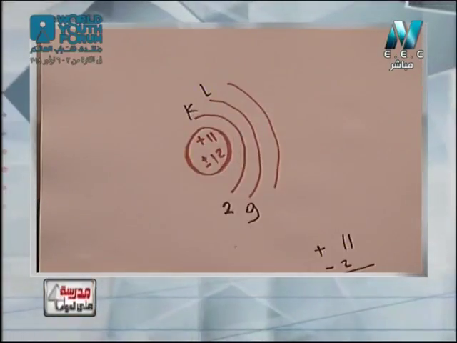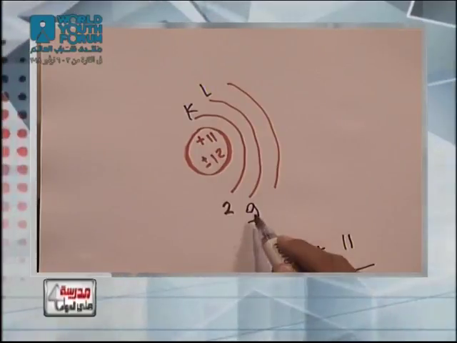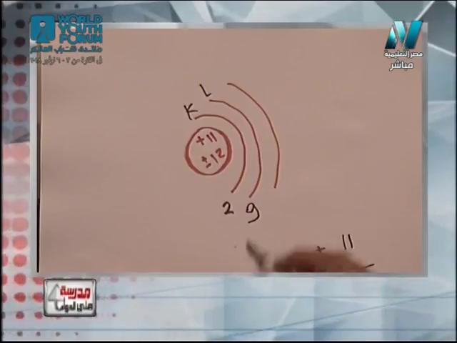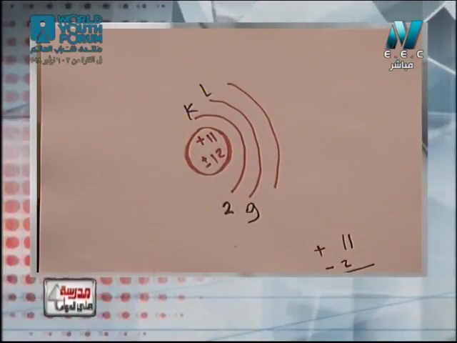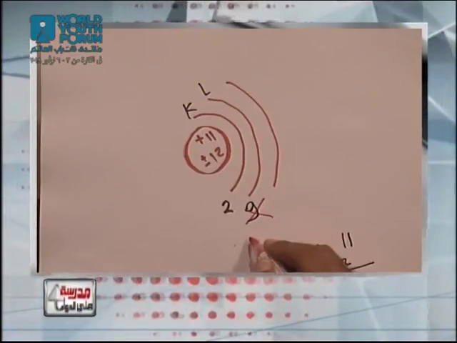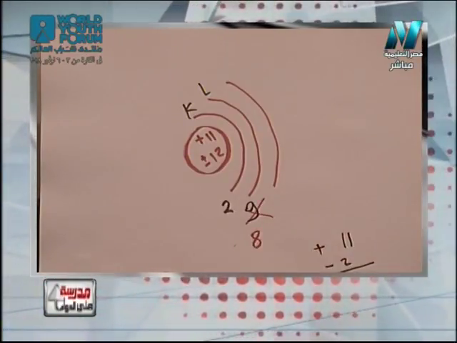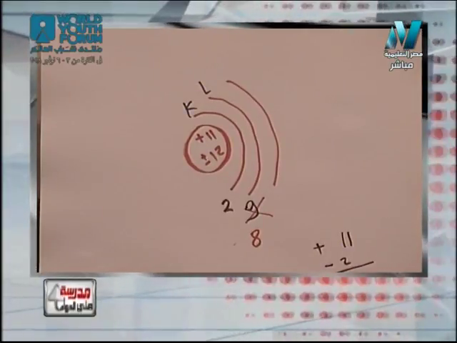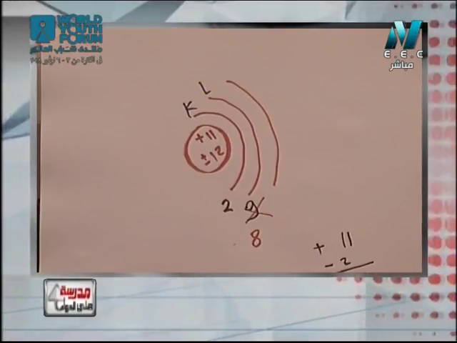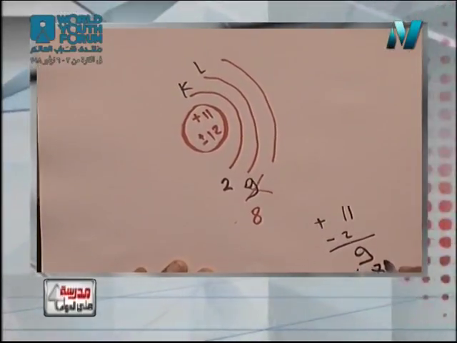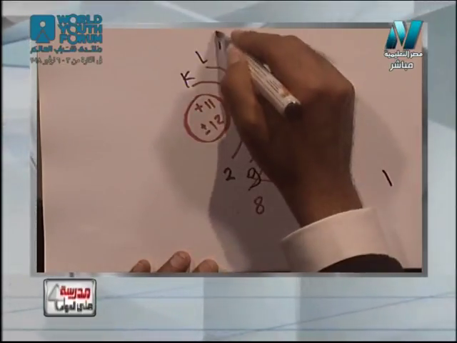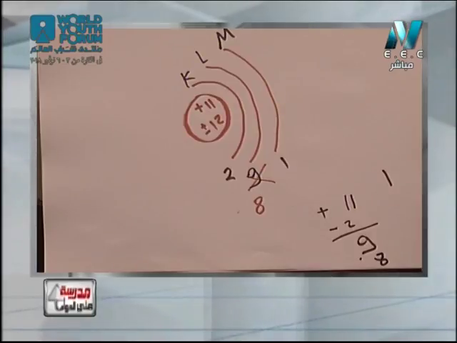Can I put 9 here in L? No. Why? Because L now is the outermost energy level, and if it is the outermost energy level, it can't carry more than 8, so it is wrong. I must write 8, only 8. Why? Because the outermost energy level can't carry more than 8. Then now the remainder is 1, just 1 here. This is the electronic configuration for sodium.